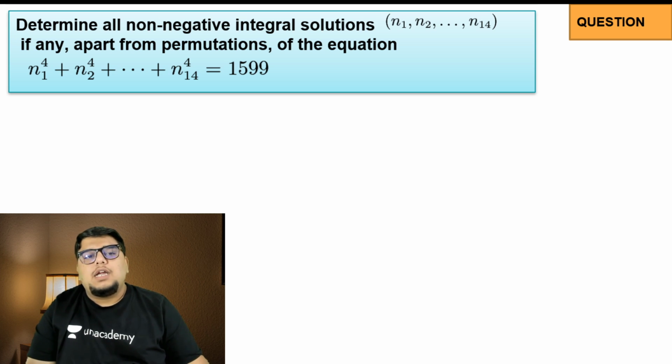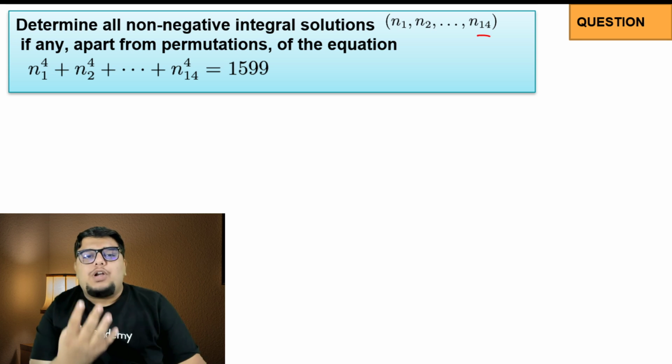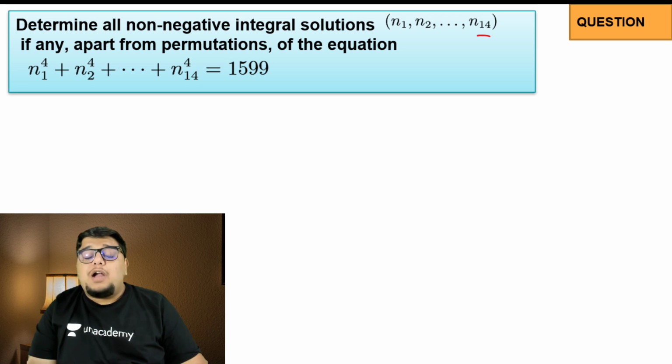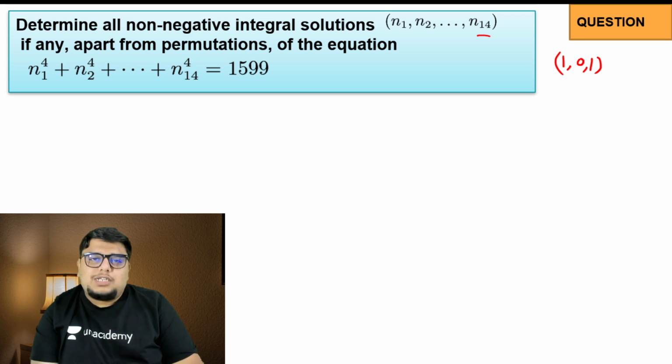So first, let me give you the hints and, obviously, the question. The question says: determine all non-negative integral solutions n1, n2, till n14. So there are 14 non-negative integers, apart from permutation. You only care about the solution itself. Let's say there are only three numbers and 101 is a solution. Then I don't really care about its rearrangements, because that will be a permutation.